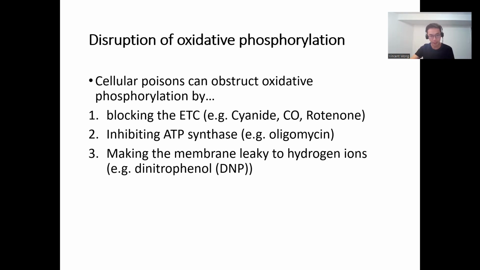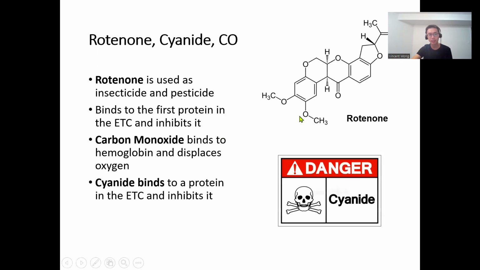So first of all, they can interfere with oxidative phosphorylation by blocking the ETC. If it clogs up the ETC, electrons cannot flow, and if you don't allow electrons to flow, you cannot pump H+, no H+, no ATP. Inhibit the turbine, you cannot harness the energy from the H+, you cannot create ATP. Last one, it makes the membrane leaky. So instead of flowing through the turbine, they just leak back into the matrix, not creating energy in the process. So let's take a closer look at some of these poisons.